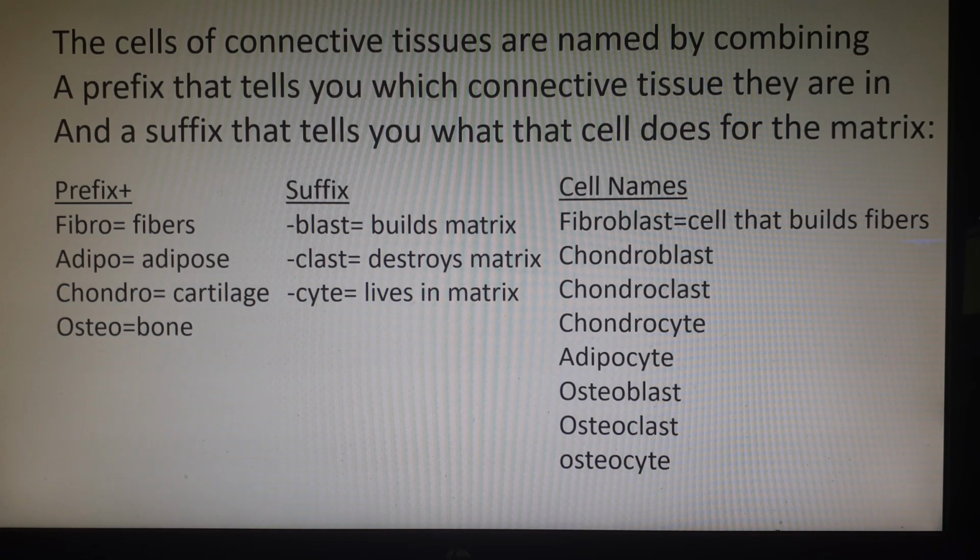Adipocytes, we're going to see, are filled with a fat vacuole. And so they're really interested in filling with fat rather than building up matrix. Okay, so these are the cells that we're going to come in contact with.